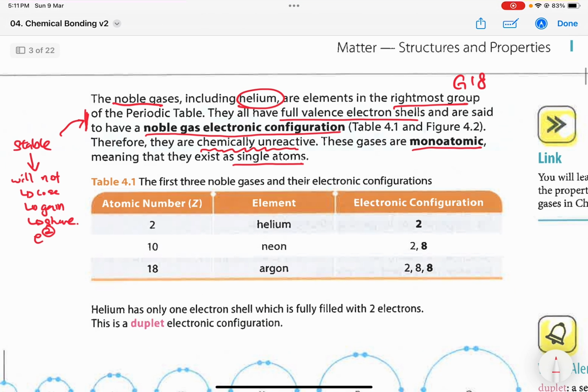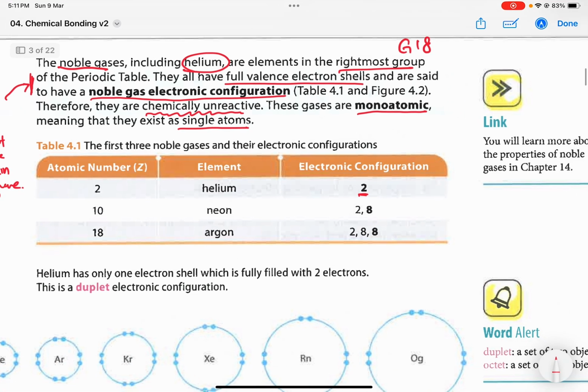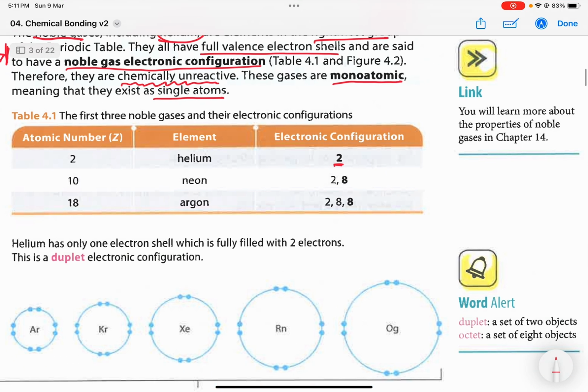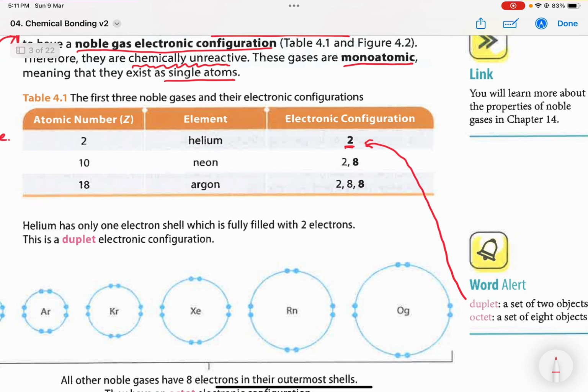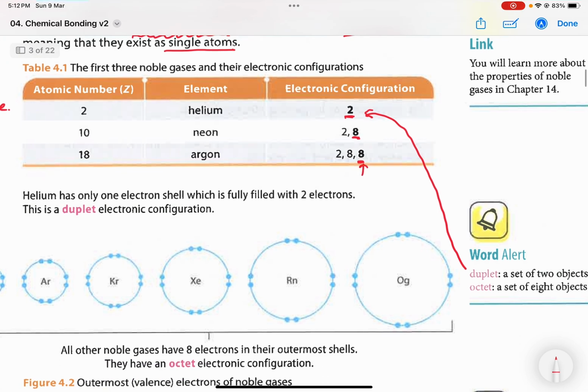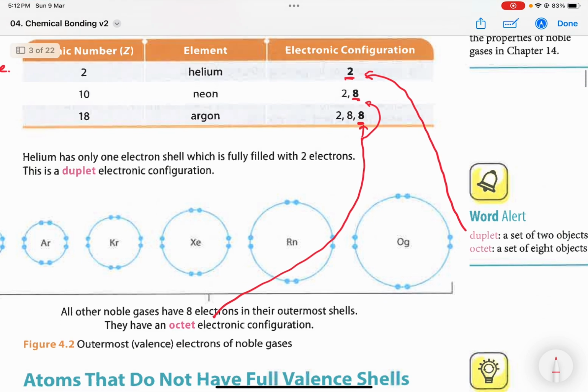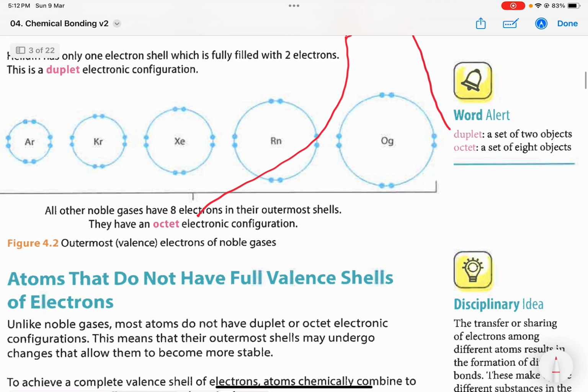So you can see here for helium, neon, and argon. For helium, it only has one shell, so the electronic configuration is 2. We actually call this a duplet. If only the outer shell is 2, we call this a duplet electronic configuration. For neon and argon, the valence electron shell is 8, so we term this an octet electronic configuration. That's how the term goes.